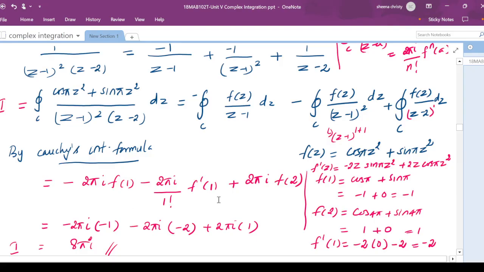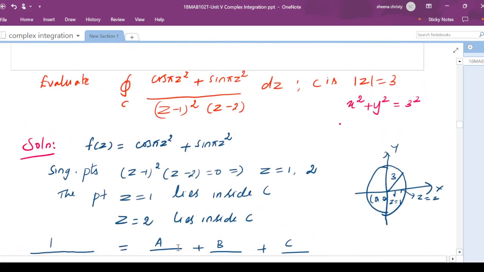You are having minus 2 pi i by 1 factorial into f dash of 1. Other terms you are going to write in the normal way. Then find what is f dash of z. At the point z equal to 1, you are having the answer minus 2. Substitute it here and you will get the integration value as 8 pi i.